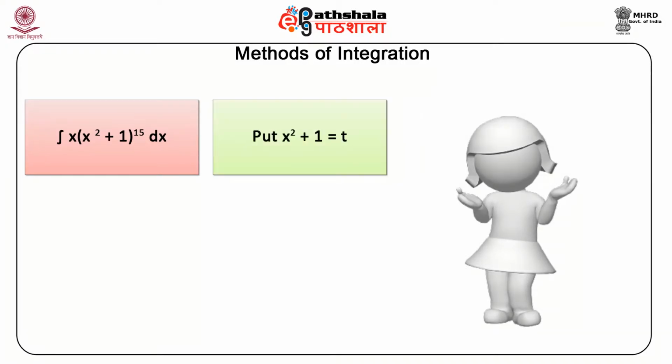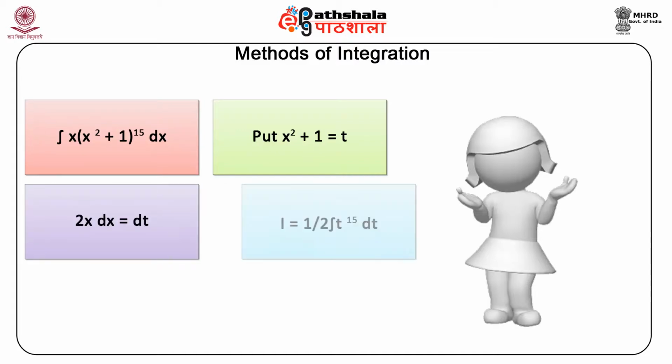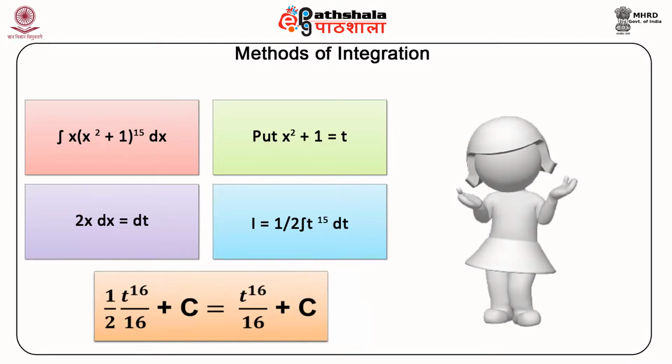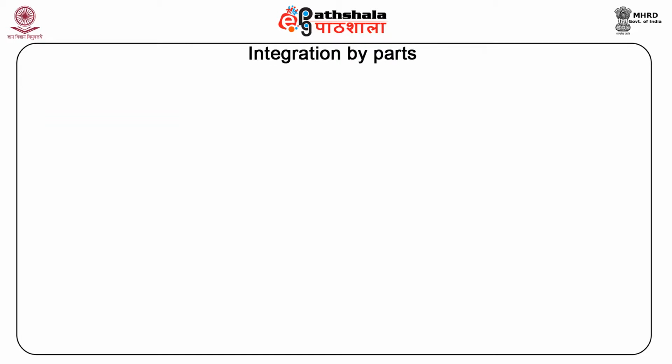Putting x squared plus 1 equal to t, we have 2x dx equal to dt. Therefore, I is equal to half integration t raised to the power of 15 dt, which is equal to half t raised to the power of 16 divided by 16 plus c, which is equal to t^16 divided by 32 plus c. Next, we will study integration by parts.